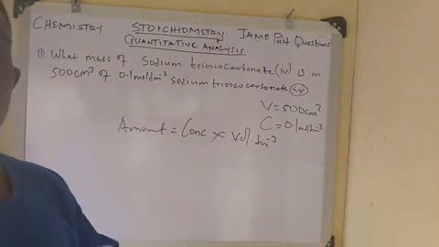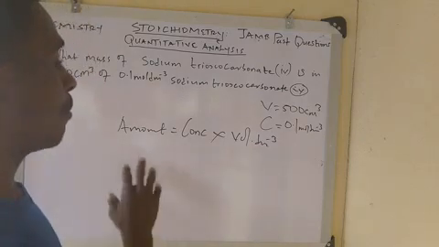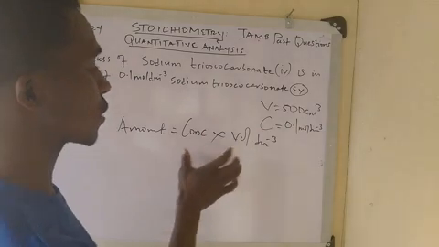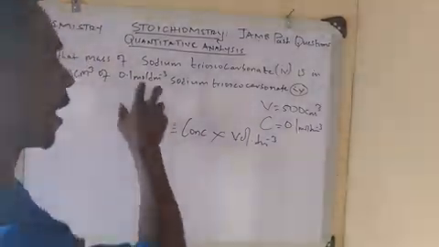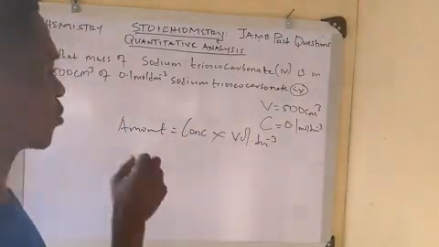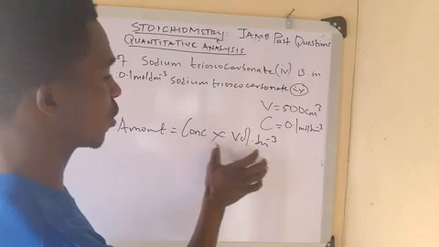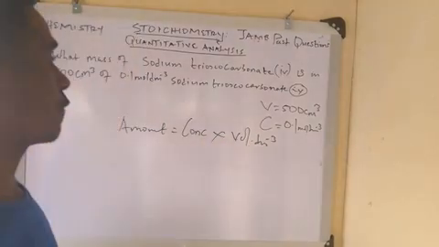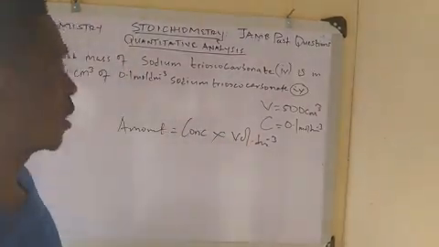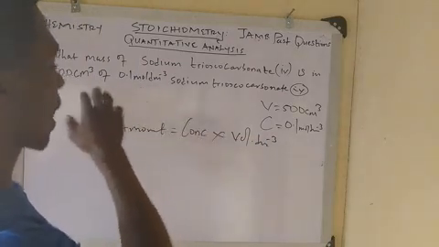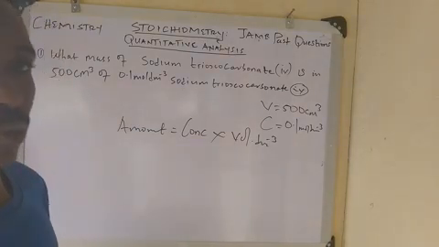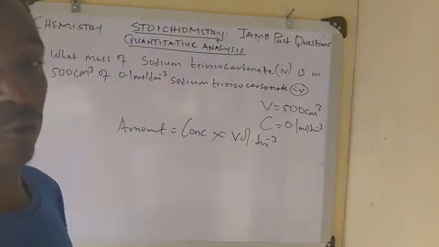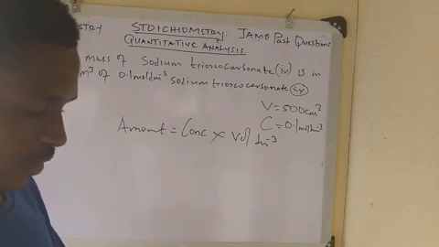The last formula here says that amount is equal to concentration times volume. So you see, we can go ahead to use this very formula. It says amount is equal to concentration times volume. The first step here is to get our amount. So since we have concentration and volume, we can use this formula to calculate our amount. Then from there, we'll proceed by calculating our mass.